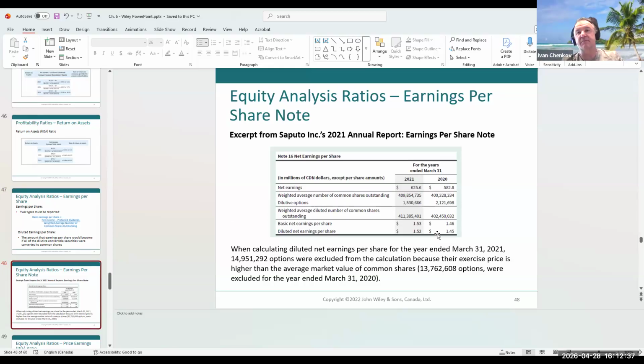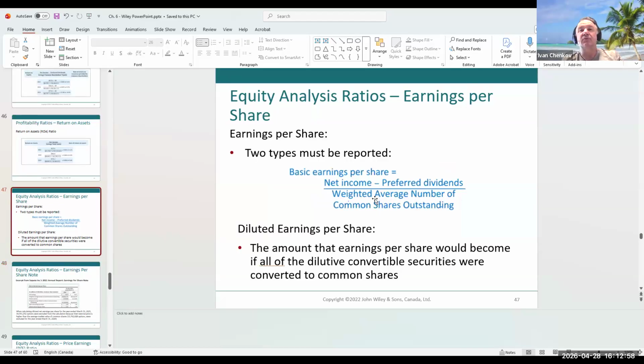What we can see for this company, earnings per share slightly increases from 1.46 basic to 1.53. Diluted earnings per share, the only thing that you have to remember is that it will always be less than the basic earnings per share. Why is that? Because the denominator increases. If the denominator is increasing, the number is going to go down.